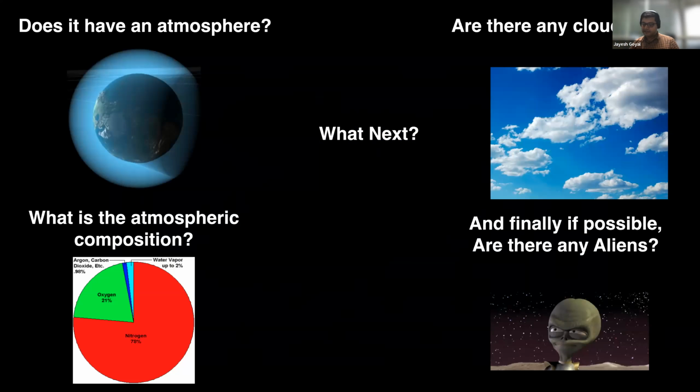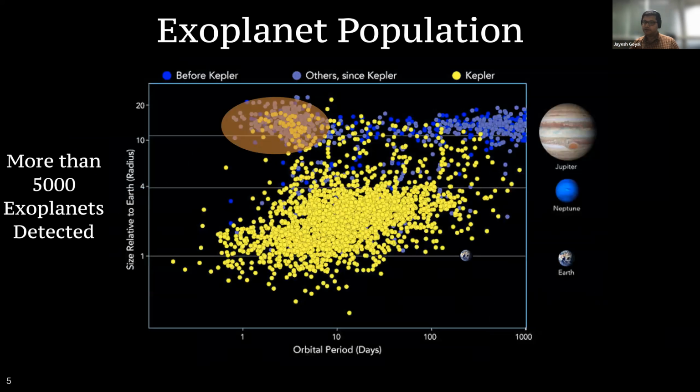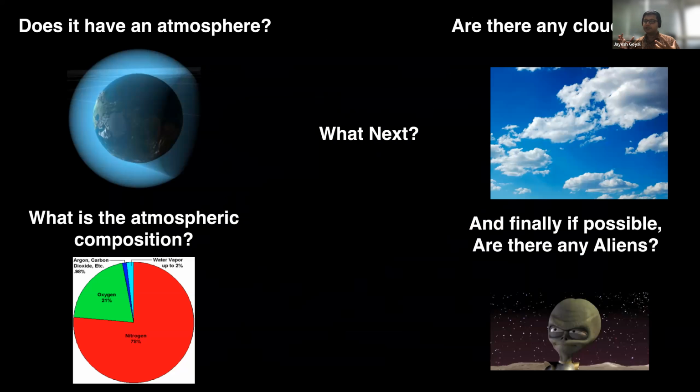As I said, we have detected more than 5,000 exoplanets. So the first question we try thinking about once we look at this is, what do we do now? The first question is, does it have an atmosphere? Atmosphere is very important, and I'll come to why in a minute. And then, do they have any clouds or haze? What is their atmospheric composition?